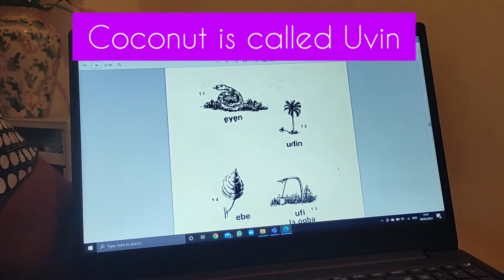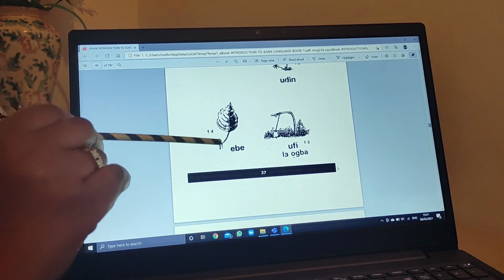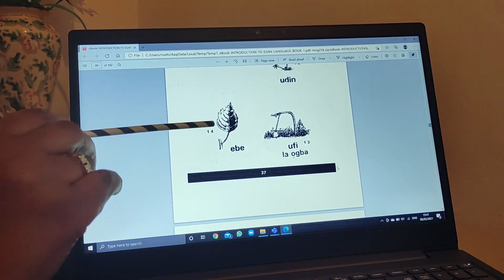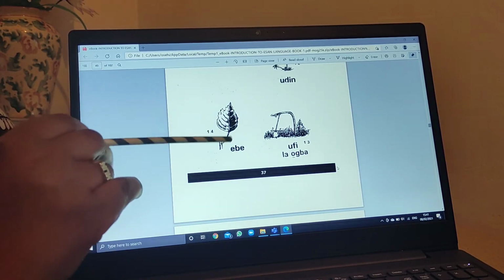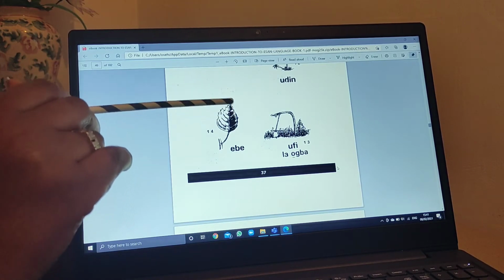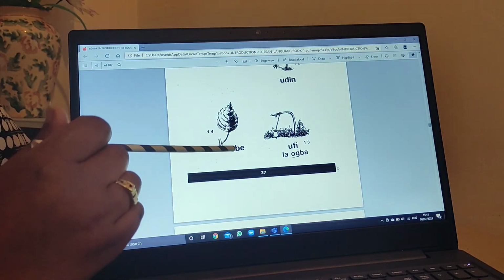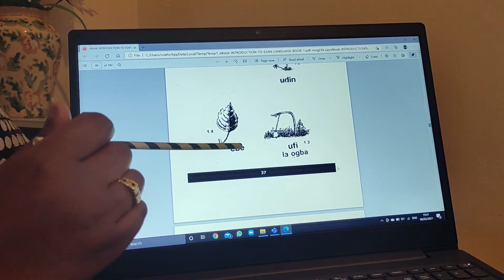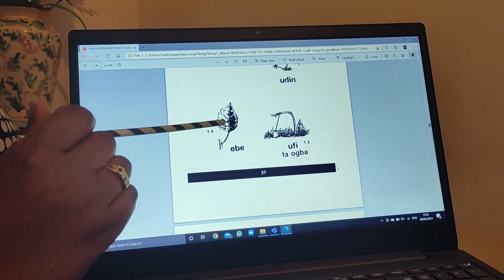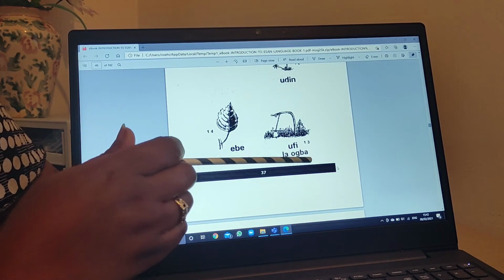I hope you learned something new from that. Then ebe is a leaf. Remember when we were doing the vowels, I did use this as an example. You can see it's like the leaf that is on a tree or on a shrub. And it's the same word we use for book in Esan. So ebe is leaf.